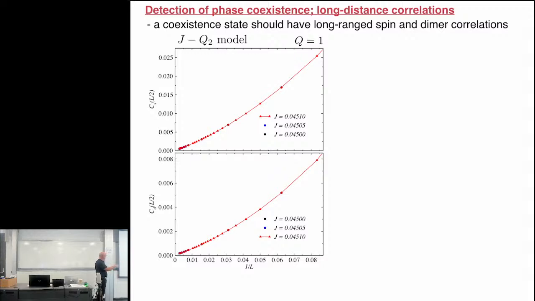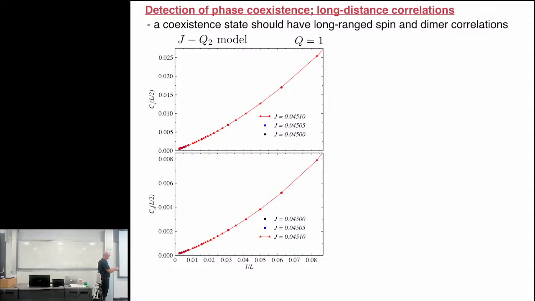Here Q is 1. And this is the long distance spin correlation function. This is the long distance dimer correlation function, and again it's as a function of the inverse system size. So if this goes to 0, that means that it's a critical point, right? And then this power law should correspond to a scaling dimension. Okay, so it looks like that, right?